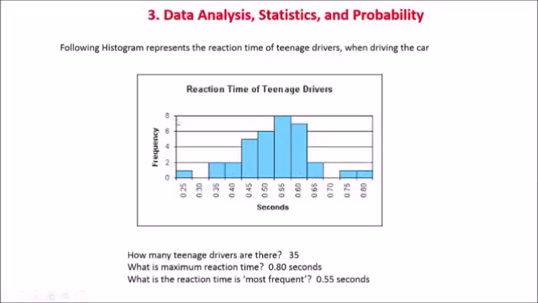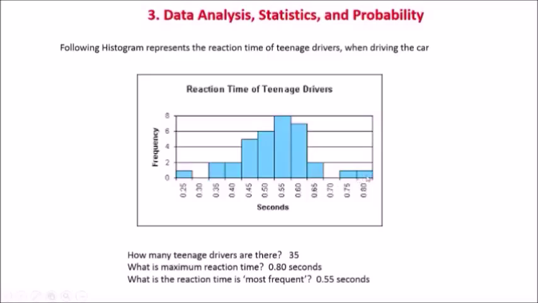On the y-axis, it's frequency, so the number of teenage drivers. If you look at 0.55, and if you go up and then go across, that's 8. So what does that mean? 8 teenage drivers had a reaction time of 0.55 seconds, okay? And let's take this 0.65. If you go across, it's 2. So 2 teenage drivers had a reaction time of 0.65 seconds.